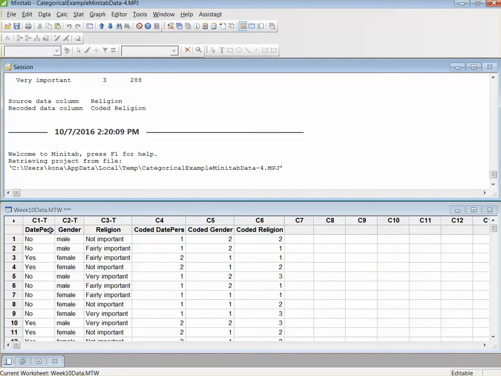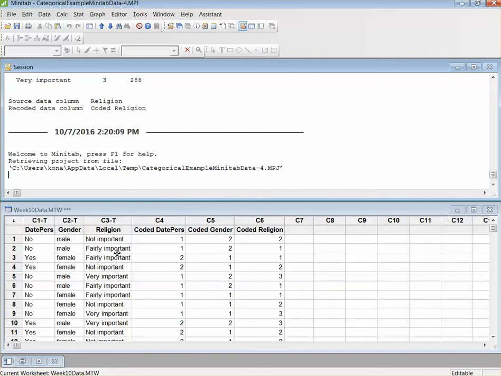All right, the date personality is whether or not you would date someone with a good personality even if you didn't find them attractive. The gender is whether the person is male or female. And religion is how important religion is to you: not important, fairly important, or very important. So for this one, we're using gender and religion.